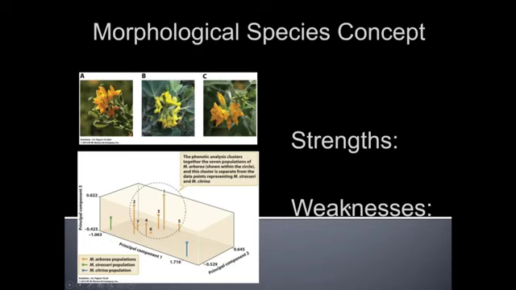Now, the weaknesses are, for some organisms, they don't have a very pronounced morphology, like bacteria. Now, we can make very easy, obvious differences between certain groups of bacteria, like we have the coccus bacteria that are small balls. We have the spirillus that are like springs or helices, right?